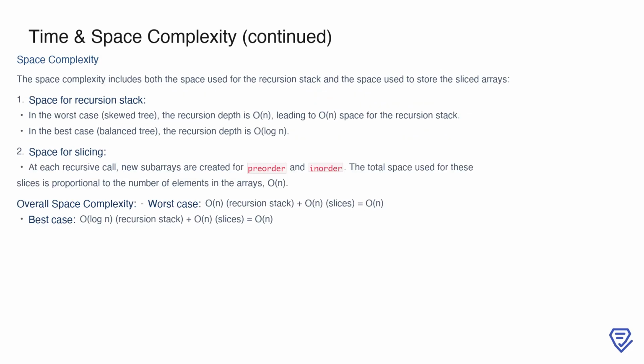Turning to space complexity, we need to account for two main factors: the recursion stack and the space used to store the sliced arrays. For the recursion stack, in the worst case of a skewed tree, the recursion goes as deep as O(n), leading to O(n) space usage. In the best case of a balanced tree, the recursion depth is O(log n).